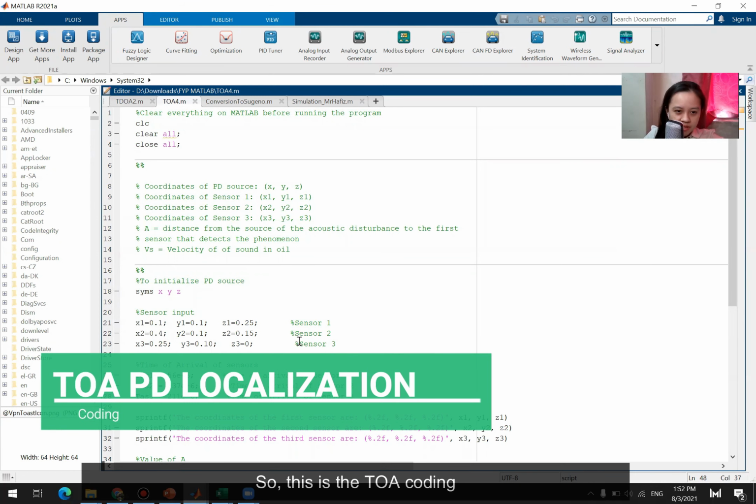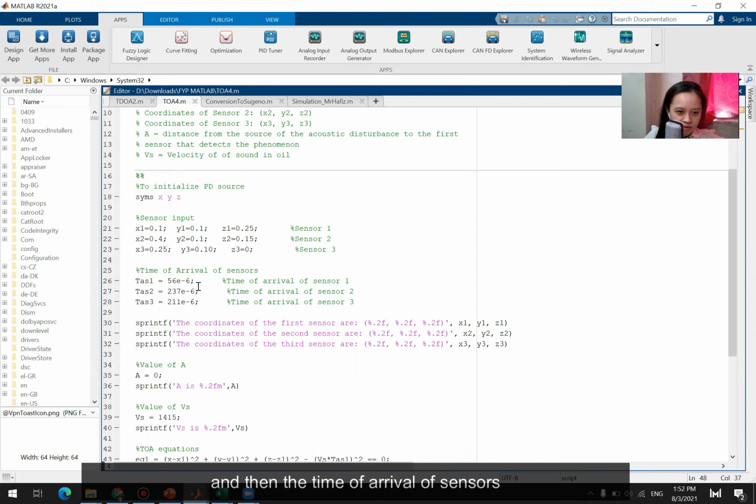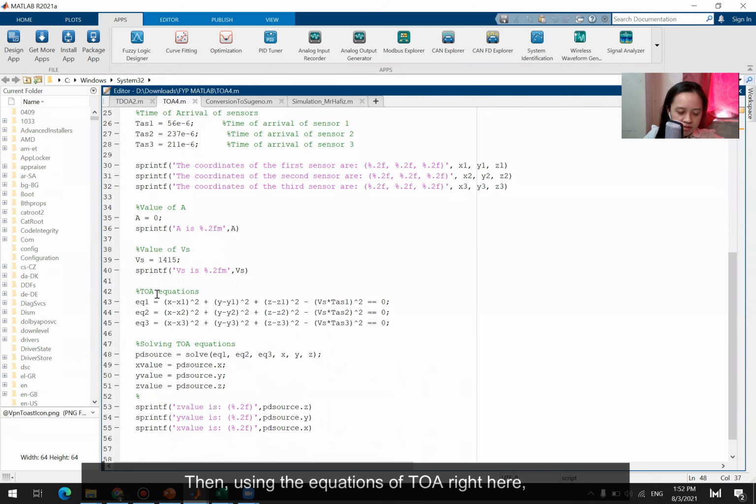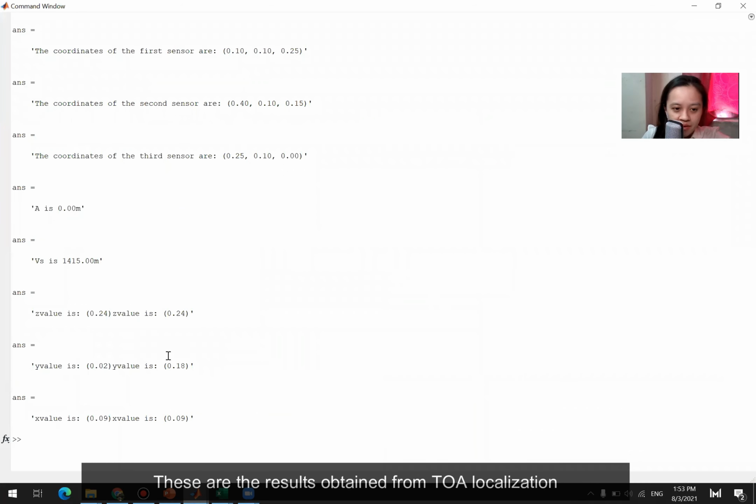So this is the TOA coding. Here you input the sensor info and then the time of arrival of sensor. Then, using the equation of TOA right here, the PD source could be localized. Running the program, these are the results obtained from TOA localization.